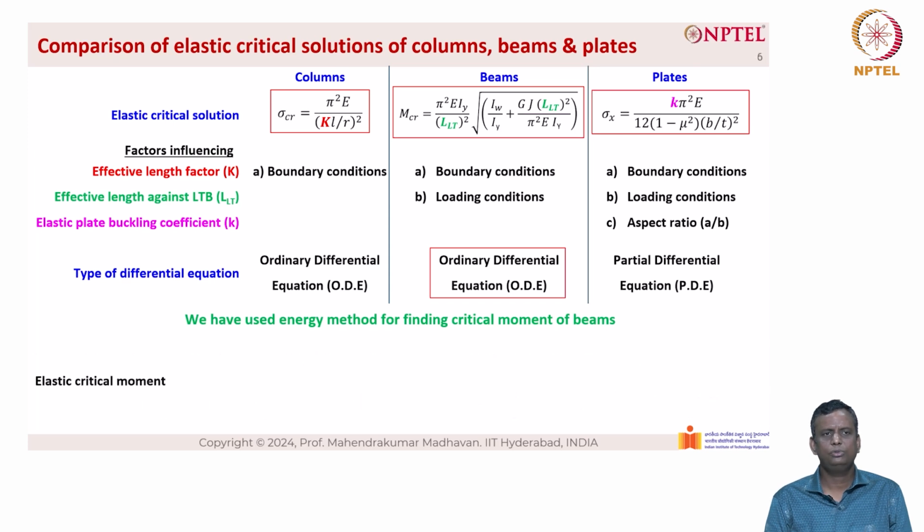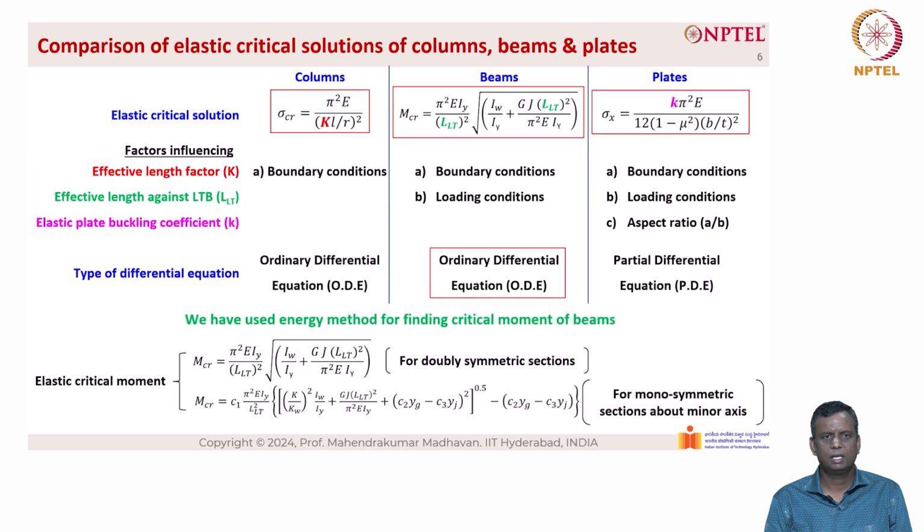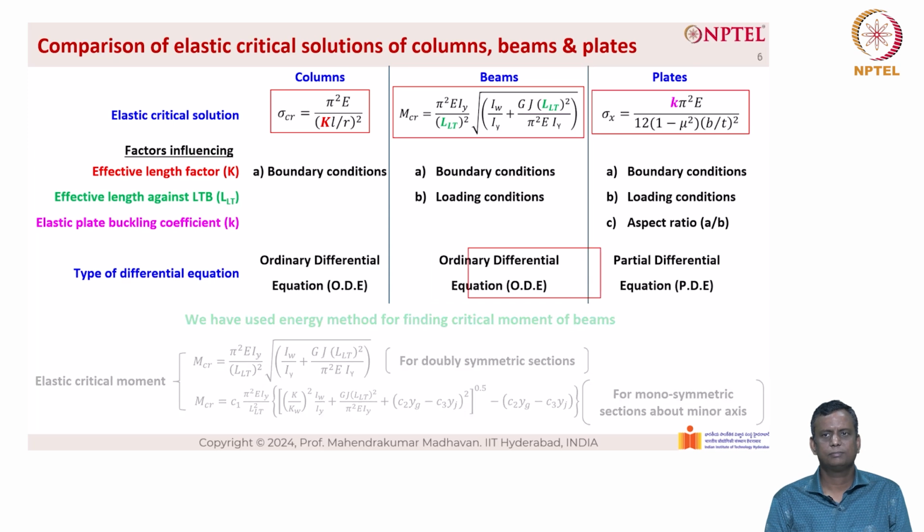When we solve the two, we get the elastic critical moment as Mcr, which is given as pi square EIy divided by L sub LT the whole square into root of Iw by Iy plus GJ into L sub LT the whole square divided by pi square EIy, which is for doubly symmetric sections. And a much bigger equation is shown below on the screen, which is for monosymmetric sections about the minor axis, which is a function of three values C1, C2 and C3, all of which have been described in the previous classes.